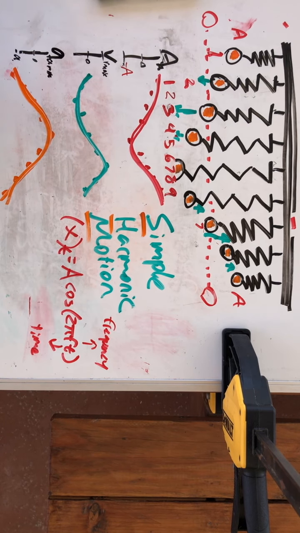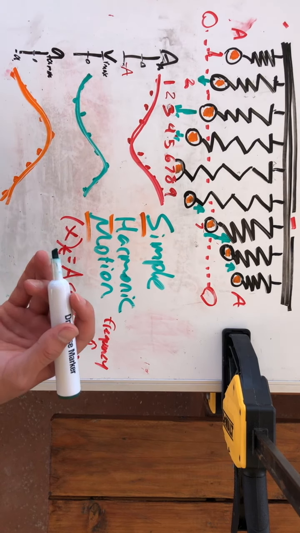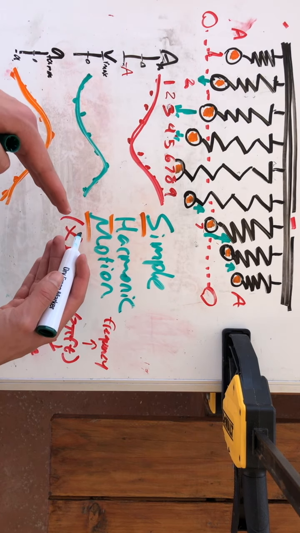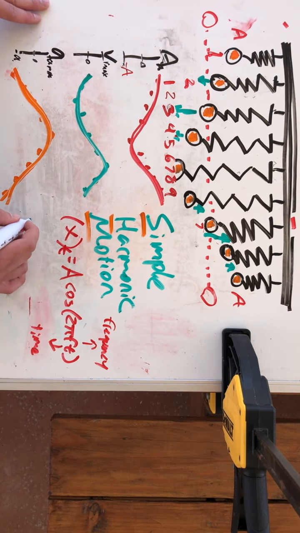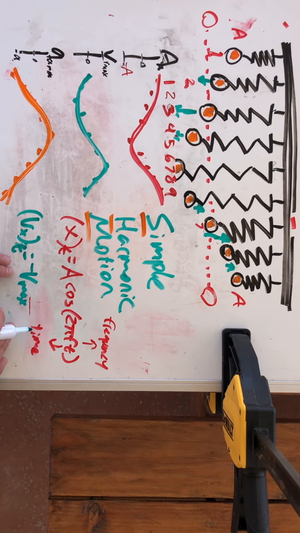We have our velocity function. Now our velocity function down here is a sine wave, so it's going to be pretty similar, except it's going to be using sine, and it's also going to use a negative. So vx of t, or the velocity in the x-axis at a given time, equals negative v max. Now let me pause right there. Why is it negative v max?